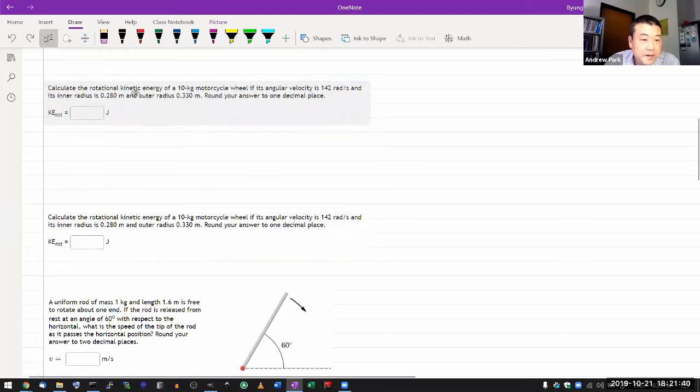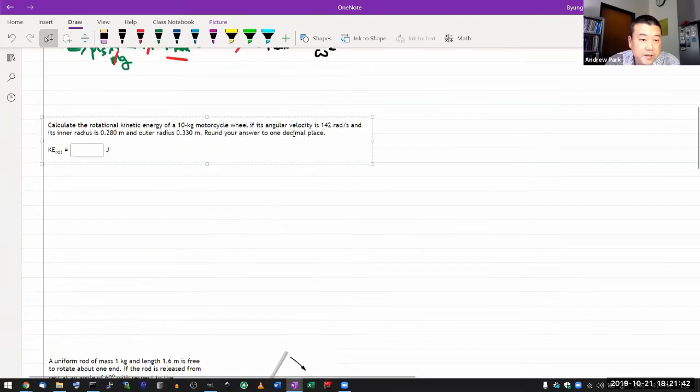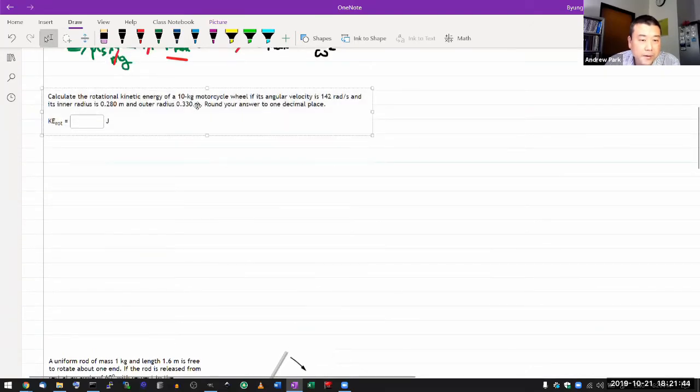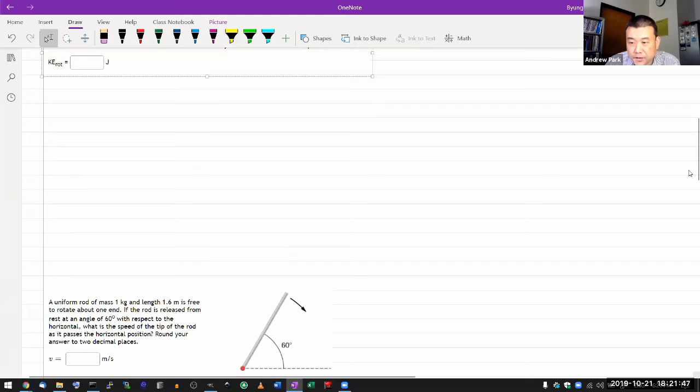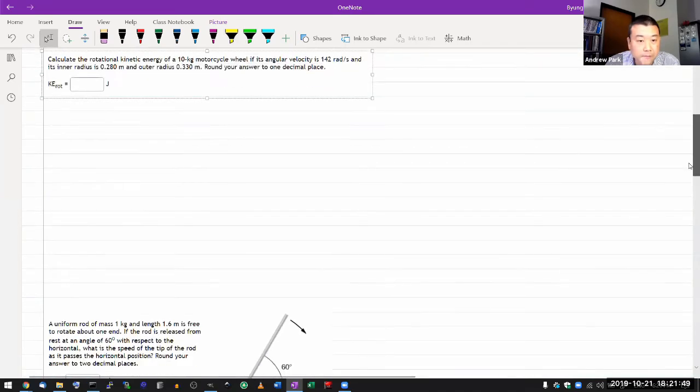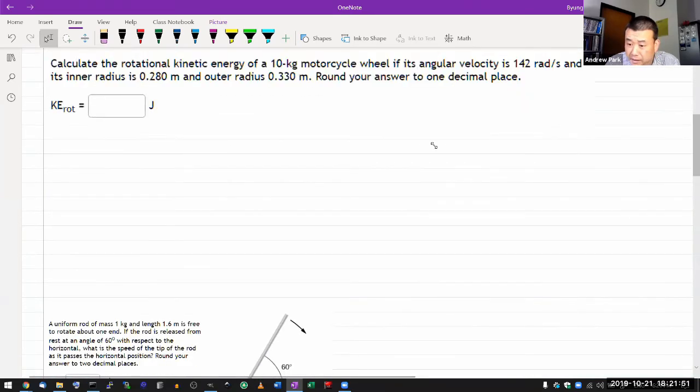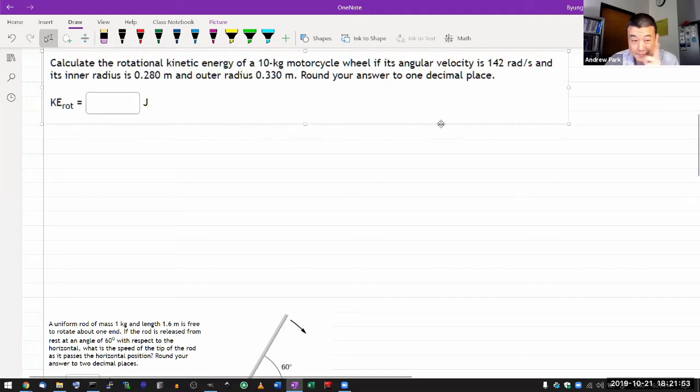It says calculate the rotational kinetic energy of... Oh, I know why I did this one. I had a very specific point I want you to bring up. Let's try to save a little bit of time on this question. It's asking about rotational kinetic energy, and I don't think that part is that hard, at least the formula for it.